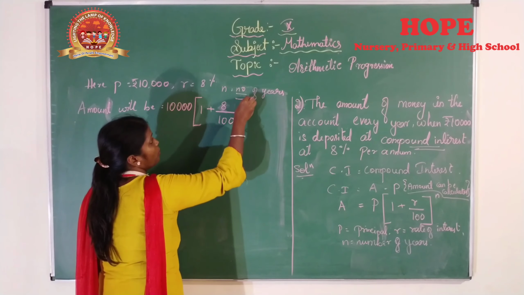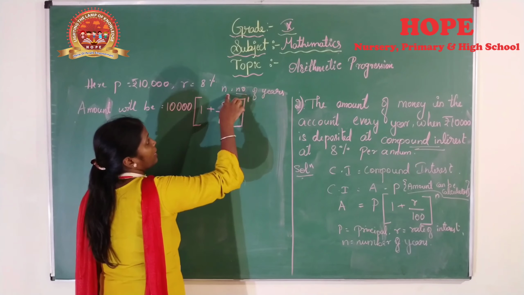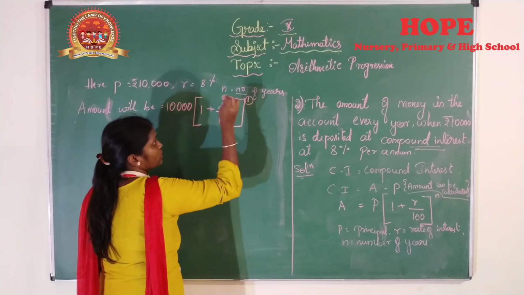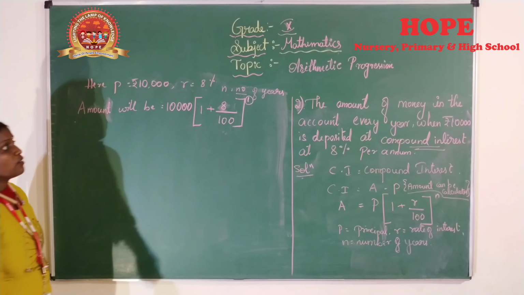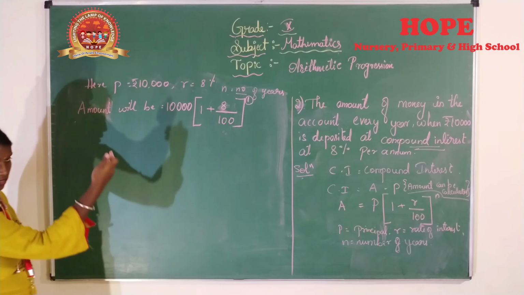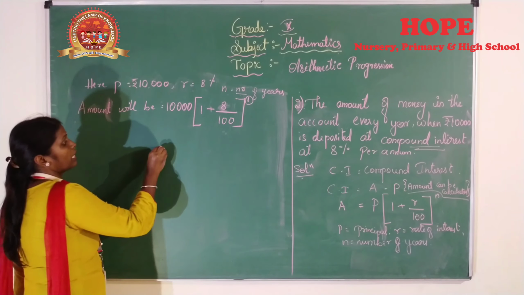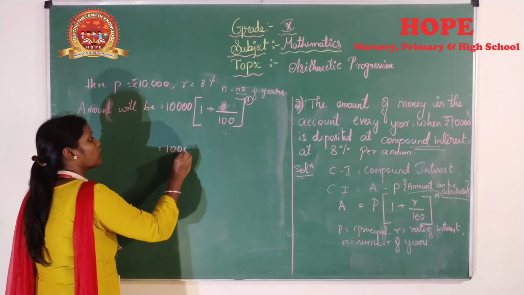This is how we calculate for N number of years. This is for the first year. Okay, this is how we calculate for the first year. Otherwise, we have to find the series of this AP. So for the second year also it goes on like this.